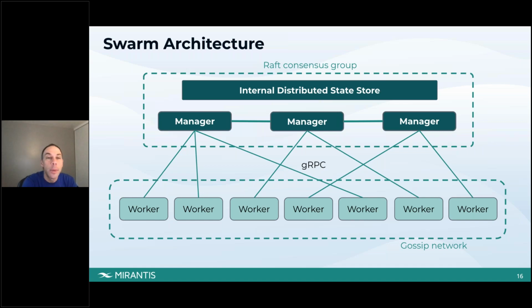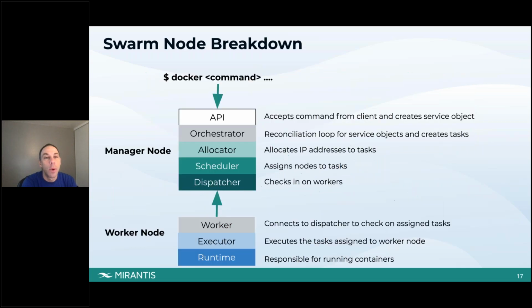Now, if you have a development or test environment where availability is not a big concern, you can get by with 1 manager node. But in production, you'll generally have either 3 or 5. And the workers communicate with each other via the gossip protocol, and that's just how they keep information synced. And as the worker node's name implies, these are nodes where actual workloads are run. So let's look at the breakdown of the 2 types of nodes.